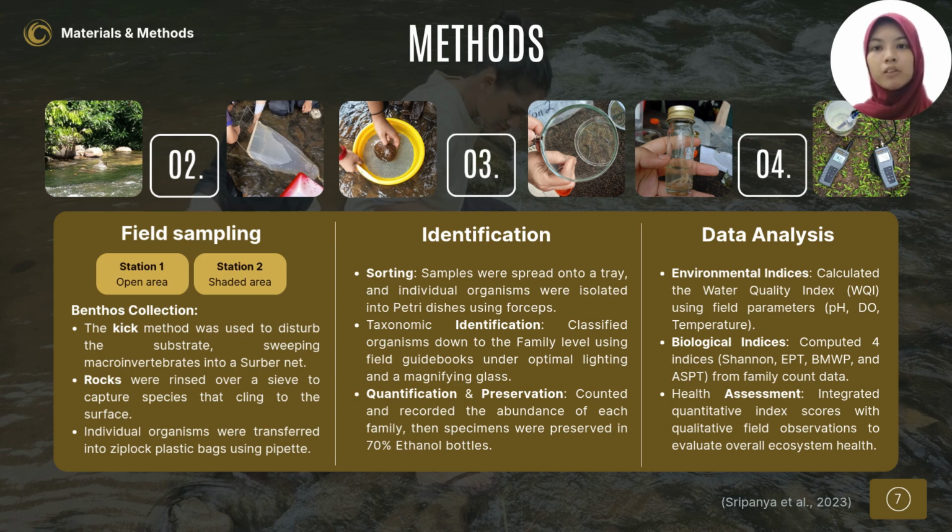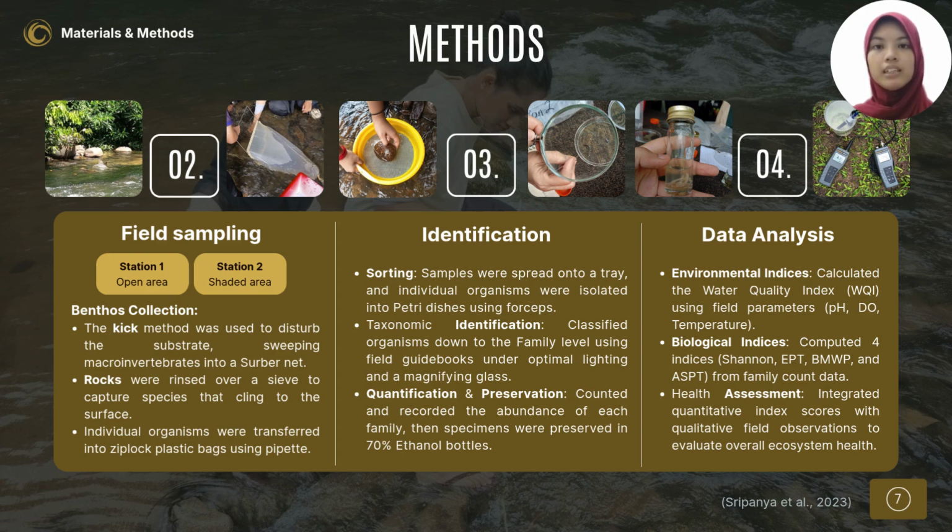To collect the benthos, we use the kick method to disturb the riverbed substrate, allowing the current to flush the organisms into our stirrer net. We also carefully rinse large rocks over a sieve to catch any clinging species, transferring everything into Ziploc bags using pipettes. Samples were then spread onto trays, and individual organisms were isolated into petri dishes. Using a magnifying glass and taxonomic field guides, we identified the organisms down to the family level, recorded their abundance, and preserved them in ethanol.